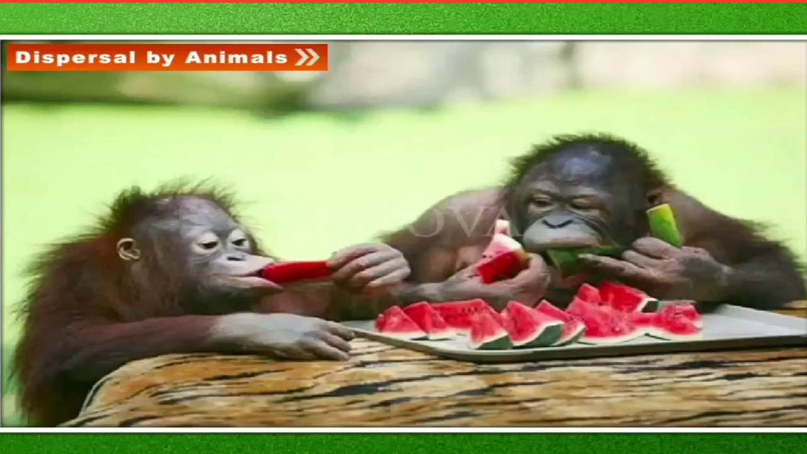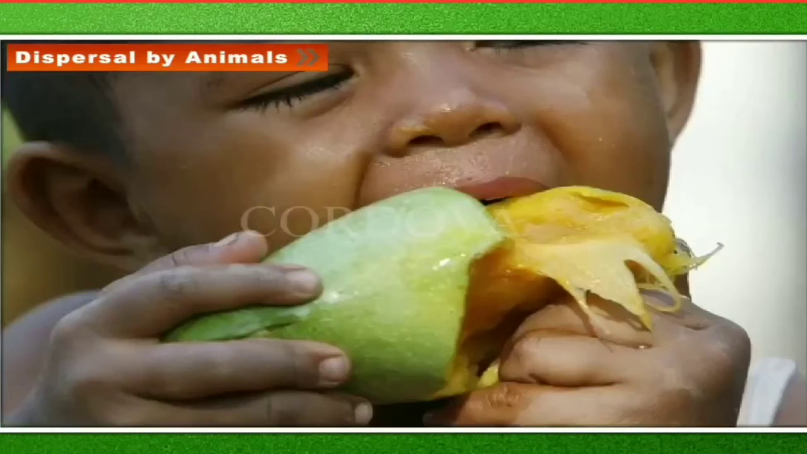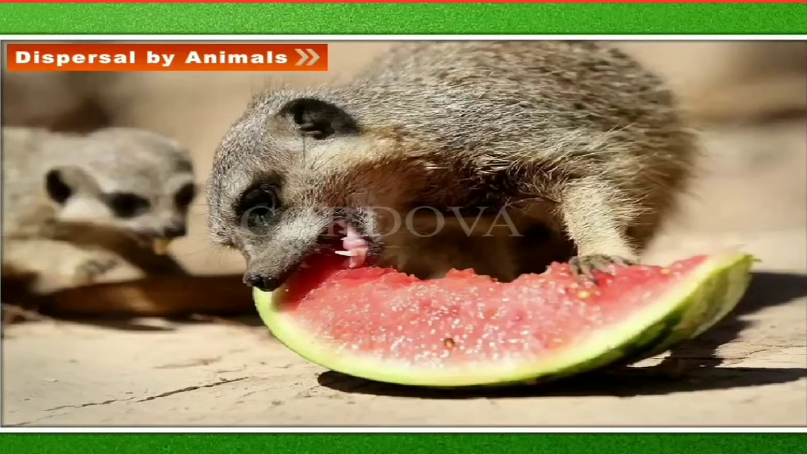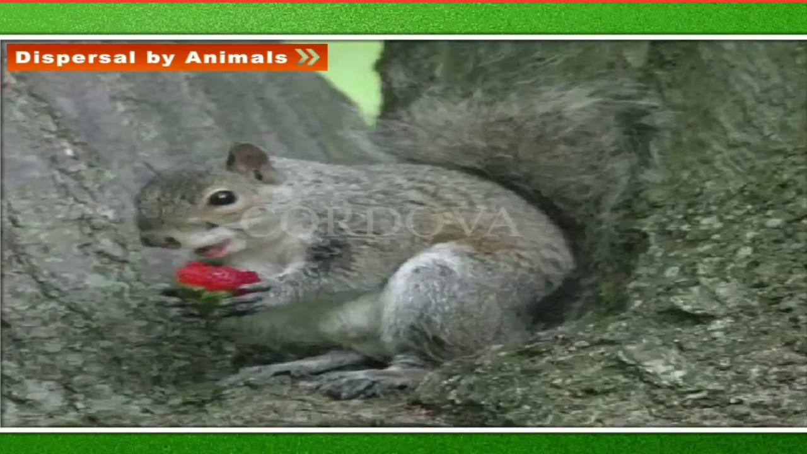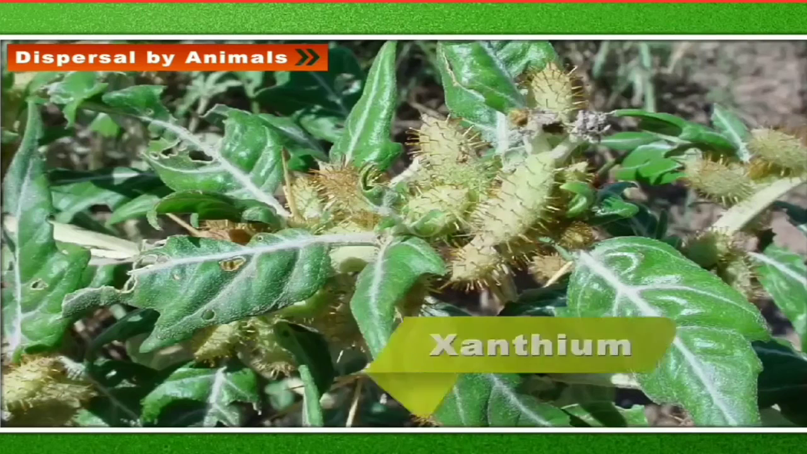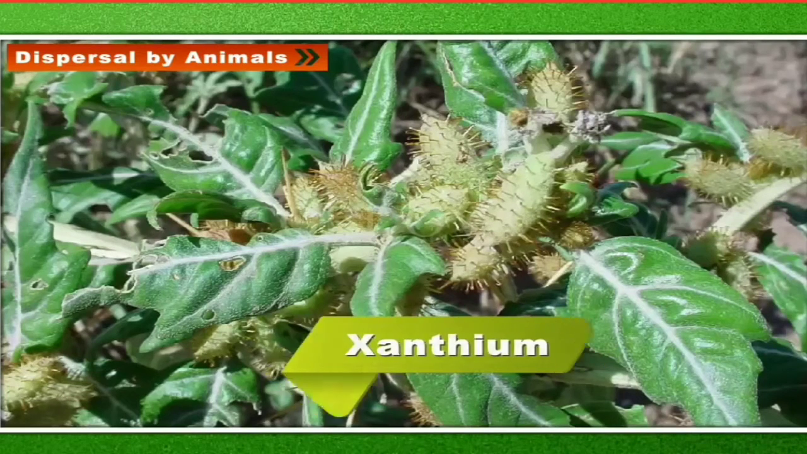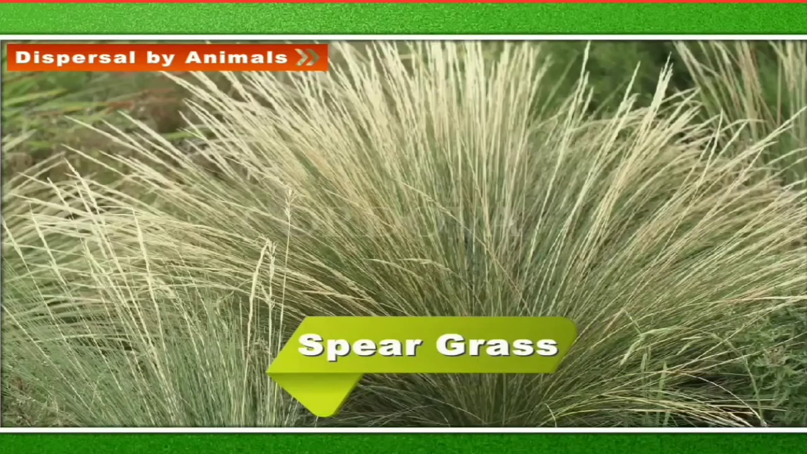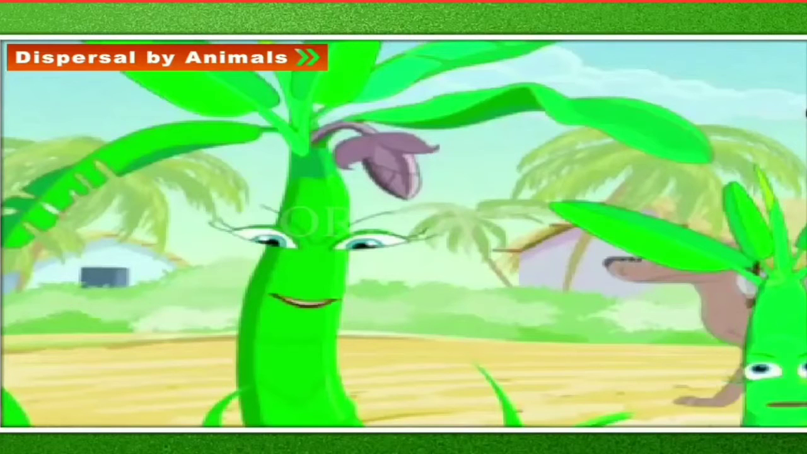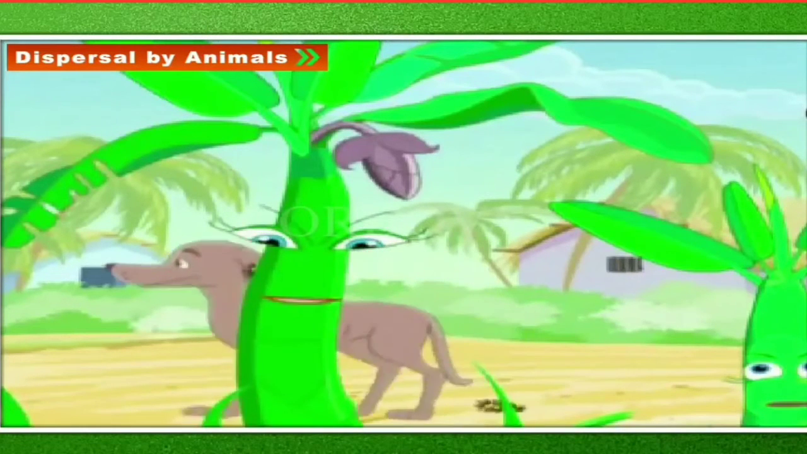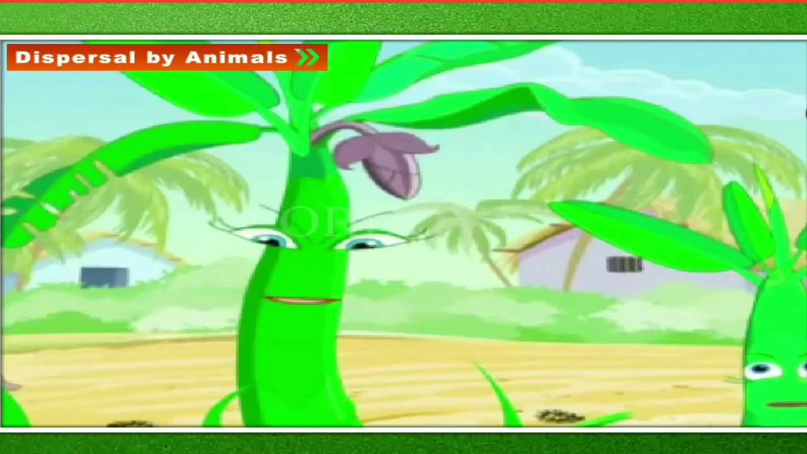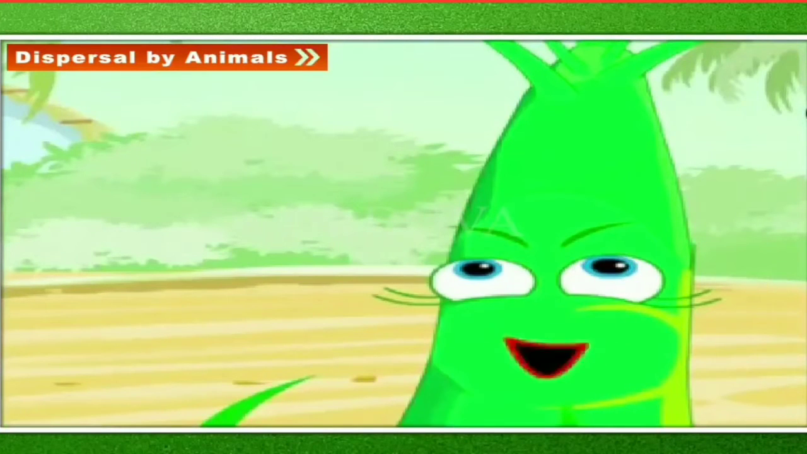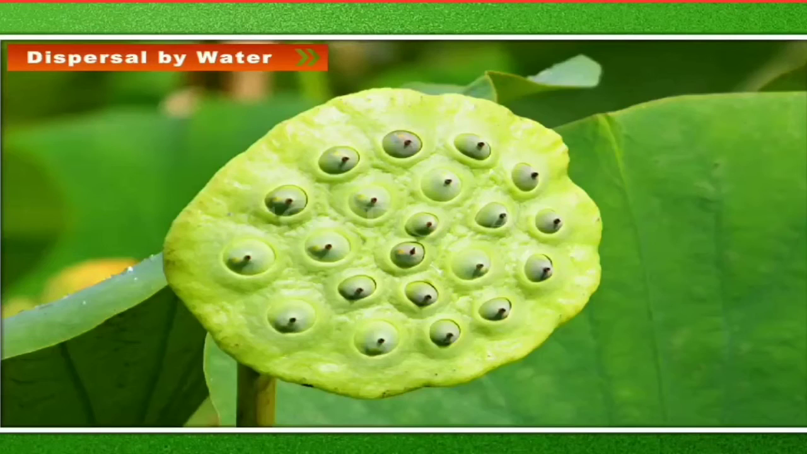Dispersal by animals. Animals and human beings eat fruits like apple, mango, and watermelon and throw away their seeds. These seeds grow into new plants. Some plants like xanthium, tiger nail, and spear grass have hooks or spines. They get attached to the animal's body or clothes of human beings and are carried to other places. These seeds also grow into new plants.